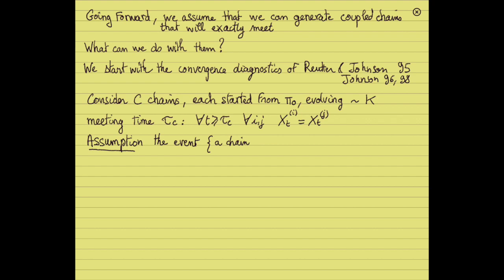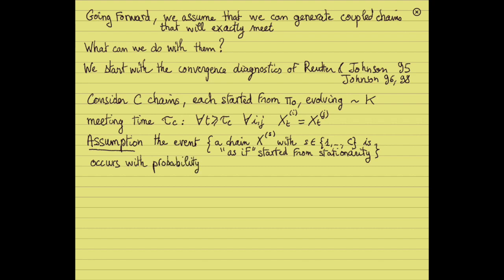Is that there's a certain event that occurs, and the event is that among the C chains, there's one with label S. So S is an integer between 1 and capital C. There's one of those chains that is as if it was at stationarity. Even though we actually started all of the chains from pi 0, once we have all of them, we look at them and we say, well, it's possible that one of them would be at stationarity and we wouldn't see the difference. In other words, the event occurs with some non-negligible probability. And in fact, we're going to write this probability as 1 minus r to the power C. So C is the number of chains and r is between 0 and 1. And r represents a rejection probability.